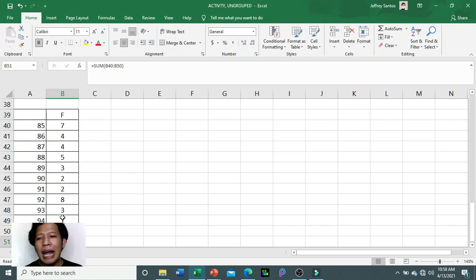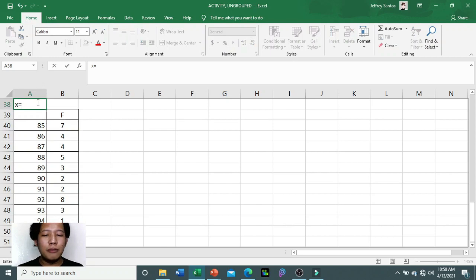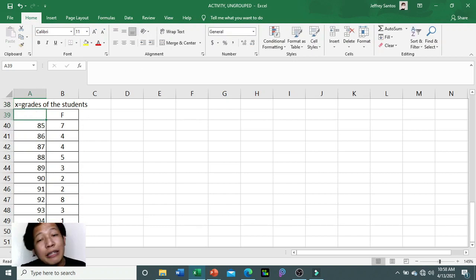Now, our random variable would be the grades of the students. Alright, so the grades of the students would be our random variable, and these are 85 to 95. Okay, and here is the frequency of all the grades, which sum up to 40 students. So now, how are we going to get its probability distribution?